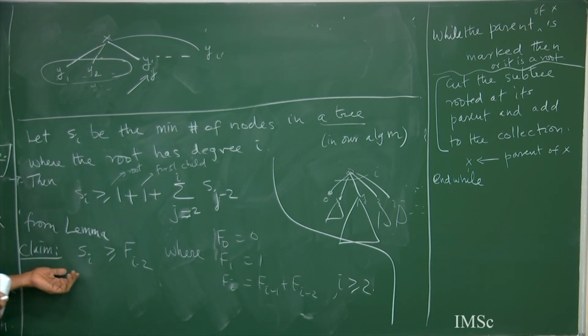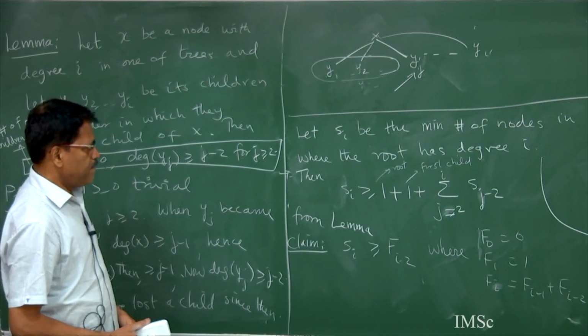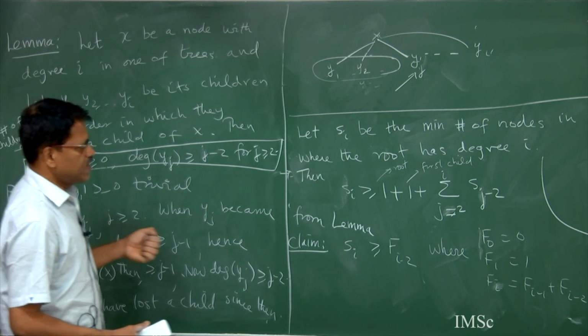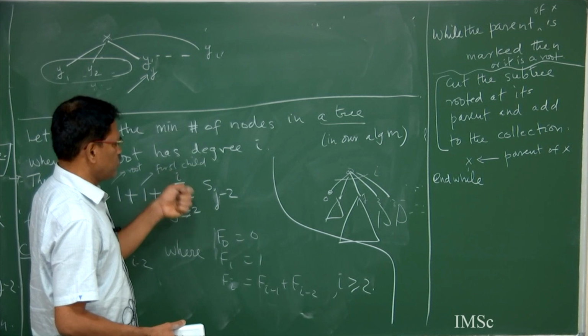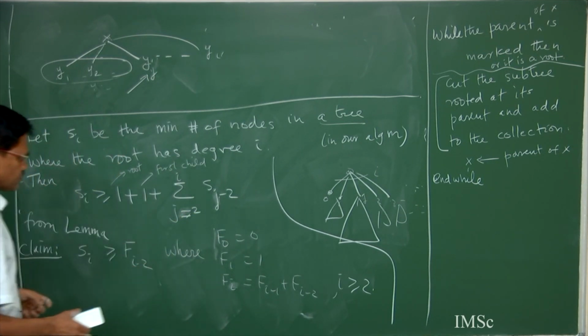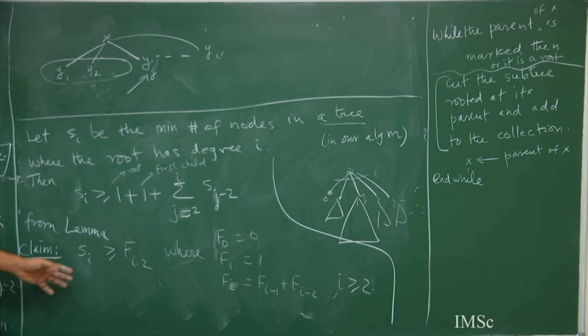Is the claim clear? Si is the minimum number of nodes in a tree in our process where a node has degree i. Because of this lemma, this Si is at least 1 plus the summation for j equal to 2 to i of S j minus 2. And I claim that Si is at least F i minus 2. Let's prove this by induction.